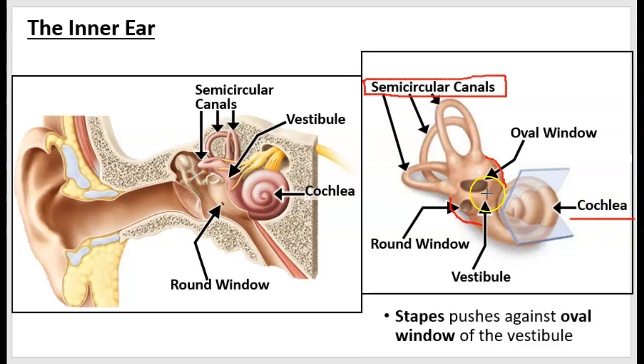But most importantly, it has that oval window with a membrane that connects the inner ear to the middle ear, and the stapes presses against that oval window. I want to point out also that there's another membrane that helps relieve the inward pressure of fluid. It's called the round window. So when the stapes presses against the oval window and the fluid begins to move, it will eventually cause this round window to bulge outward.